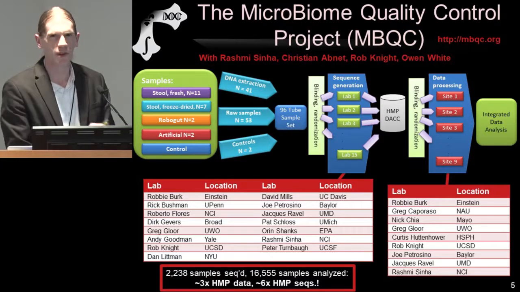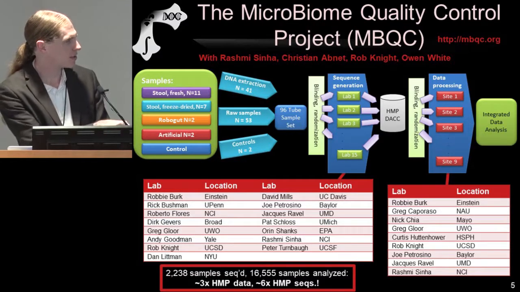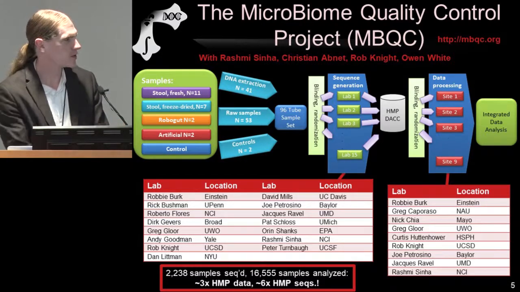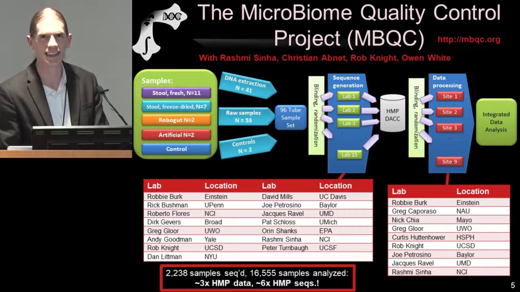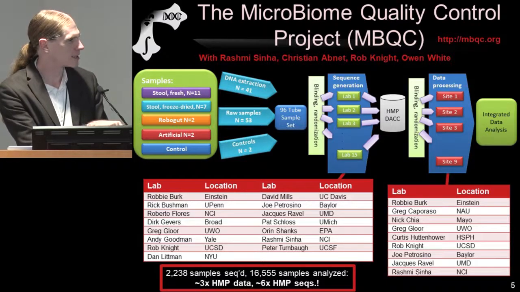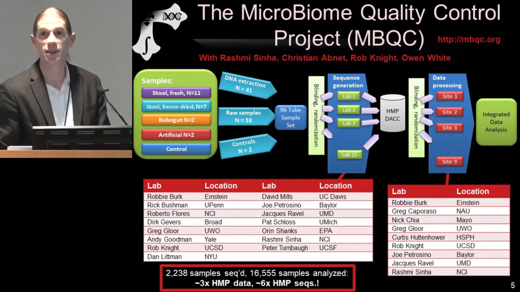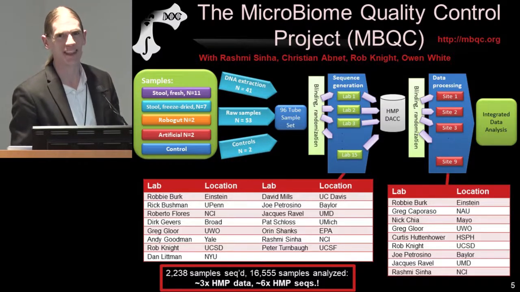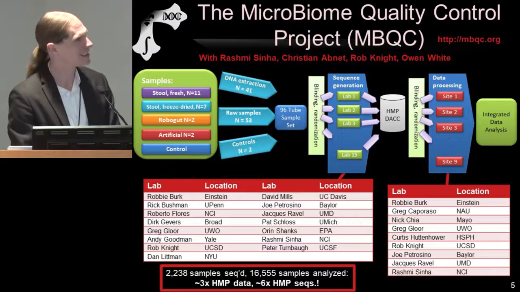And running on a shoestring, almost $0, we ended up generating about 2,200 samples worth of sequencing and a total of 16,500 analyzed samples, which is around 6 times the number of sequences coming out of amplicon sequencing in the HMP. So sequencing really is cheaper than it used to be. It gets a little better every year.